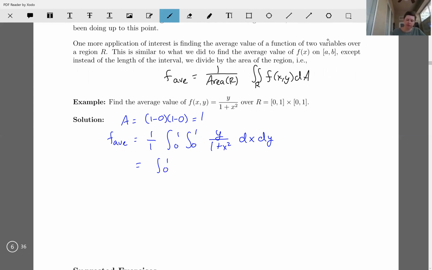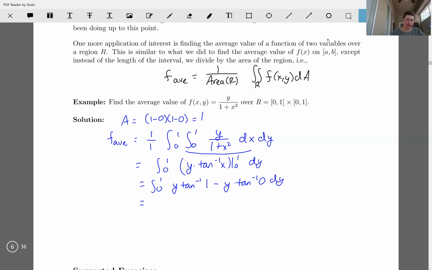So the integral with respect to x, that's going to give me y times the arctangent of x. So I'm going to get the integral from 0 to 1, y times arctangent of 1 minus y times arctangent of 0 dy. Arctangent of 0 is 0. Arctangent of 1 is pi over 4. So I get pi over 8 y squared evaluated at the limits, which gives me pi over 8. So the average value of our function is pi over 8.